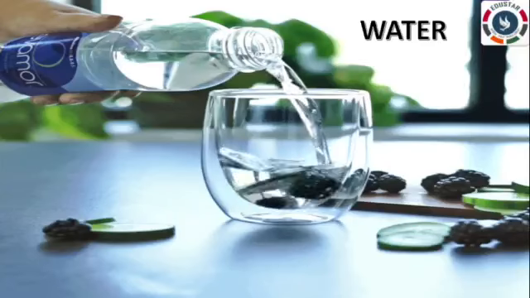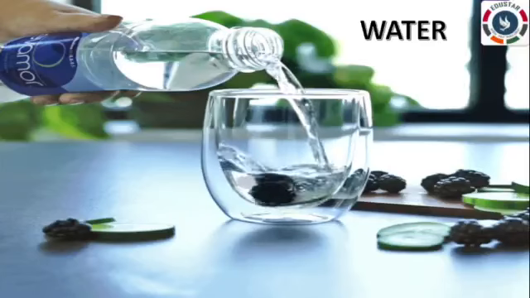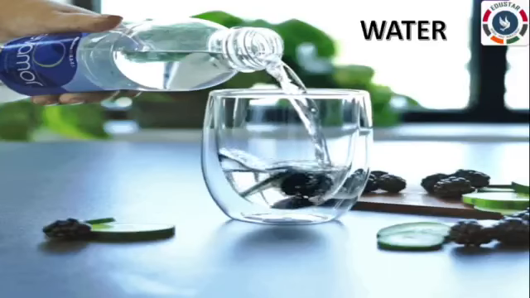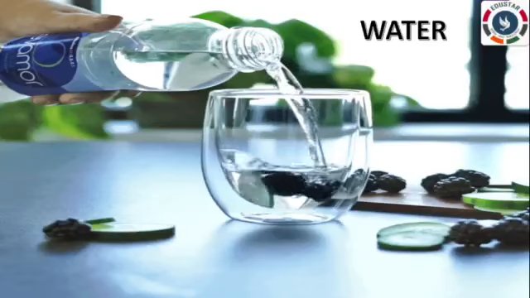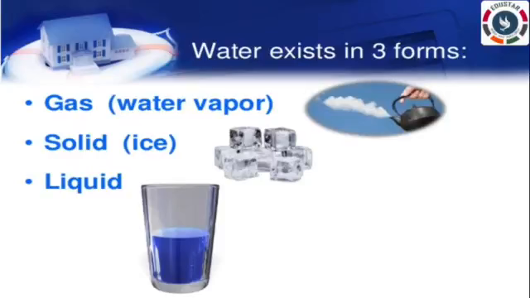Water is one of the basic necessities of life. Nearly 3/4 of the Earth's surface is covered by water. Human beings, plants, and animals all need water to live. Water exists in three different forms: ice, water, and water vapor. Water changes from one form to another on heating or cooling.